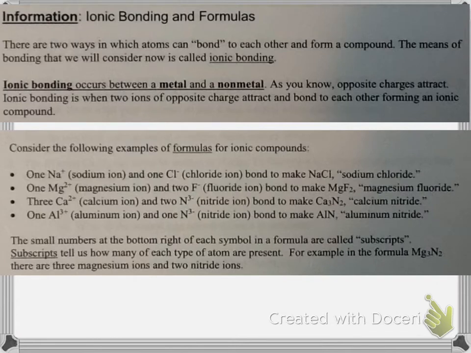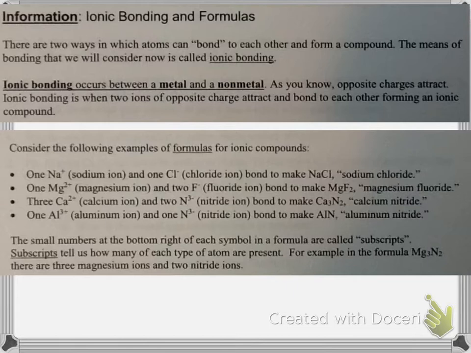Information: ionic bonding and formulas. There are two ways in which atoms can bond to each other and form a compound. The means of bonding that we will consider now is called ionic bonding. Ionic bonding occurs between a metal and a nonmetal. As you know, opposite charges attract. Ionic bonding is when two ions of opposite charge attract and bond to each other, forming an ionic compound.